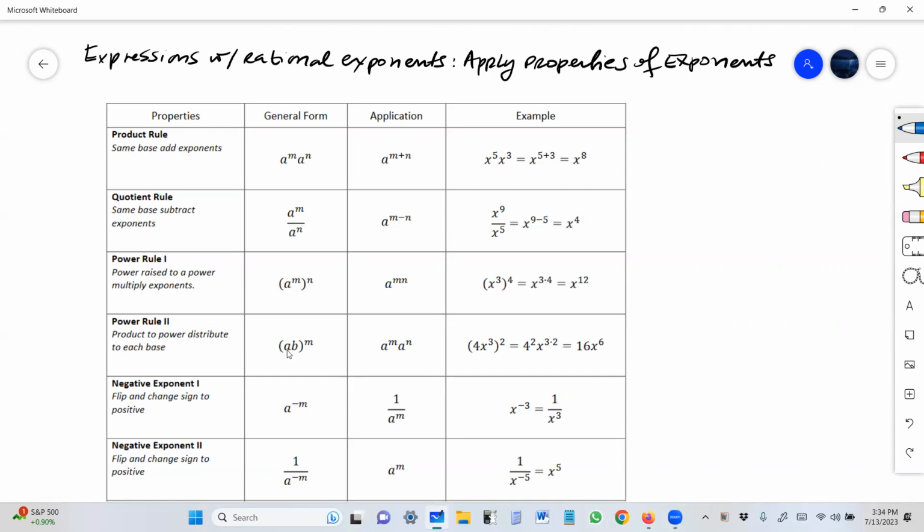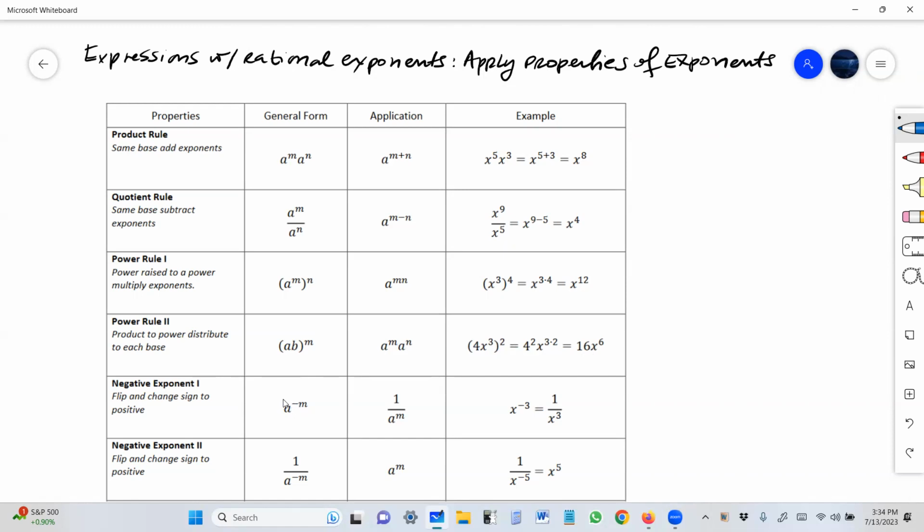When we have two variables being raised to an exponent, each variable is raised to that exponent. Okay, so for example, I probably can show you a better example than this. If you have (4x to the third) squared, you're going to raise 4 to the second power and then x to the third to the second power. So you will get 16 x to the sixth.